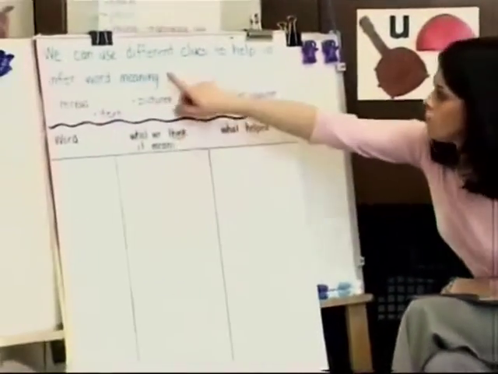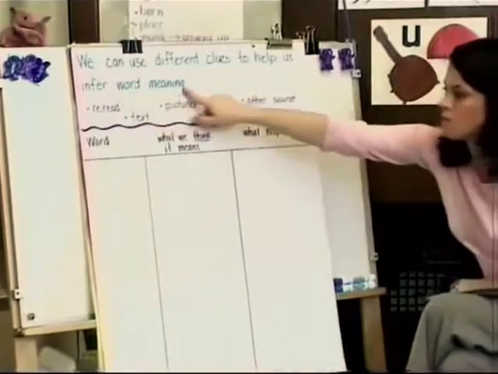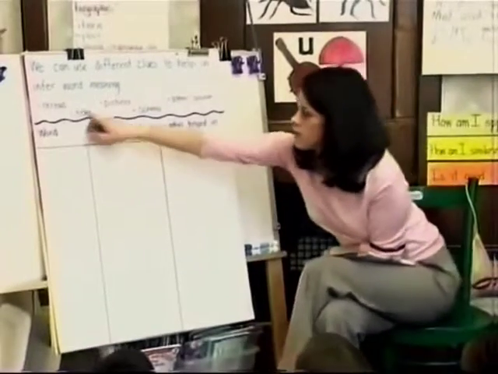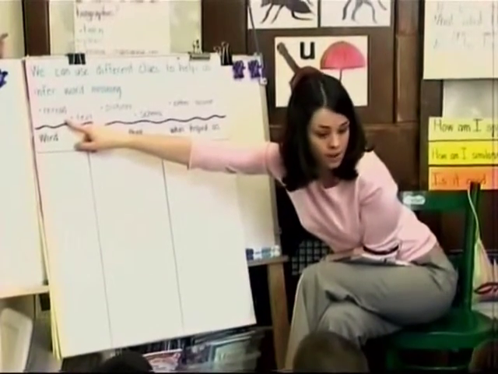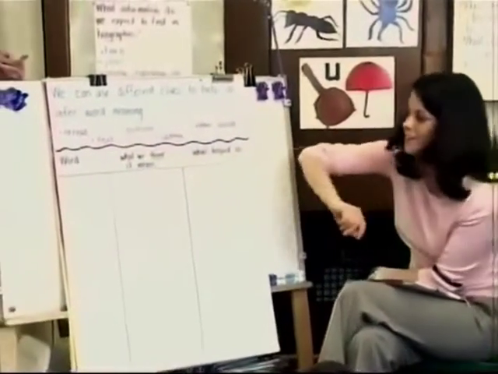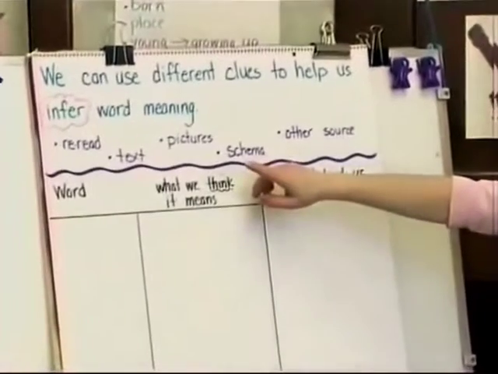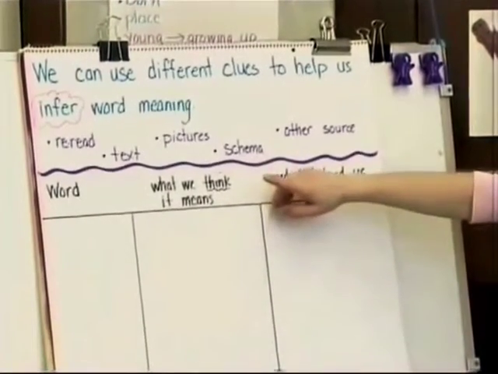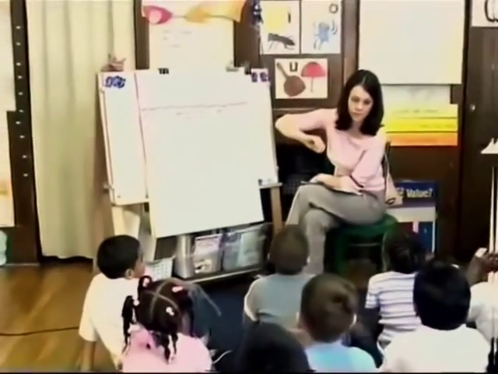And it says we can use different clues to help us infer word meaning. Some of the ways that we can infer word meaning is we can reread. And when we reread, sometimes we say, oh yeah, now I get it. The other words can help us, Sally said, like we did in the library in Nebraska when we found the flag out, then we went back to that page and absolutely, we reread and had some new learning.